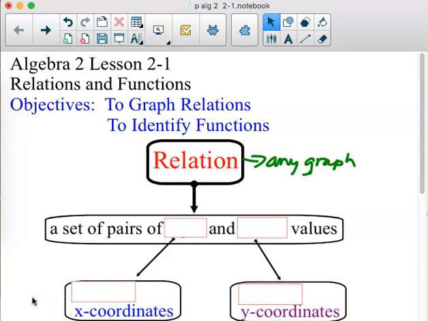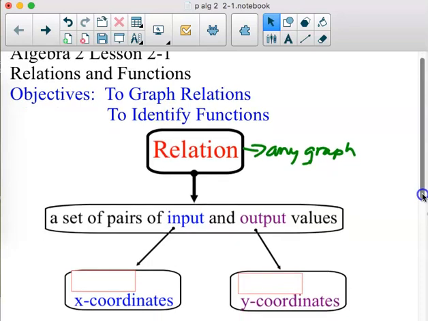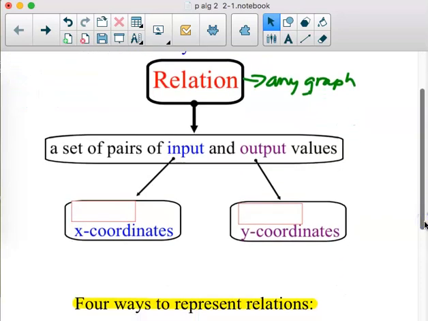Now, relations, just like anything that we graph in 2 dimensions, have inputs and outputs. And typically we use X for the inputs and Y for the outputs, but that doesn't have to be the case. It can be any 2 variables, inputs and outputs. But there's a special name for the X's, the inputs, and the Y's, the outputs. The X's are called the domain, and the Y's are called the range.